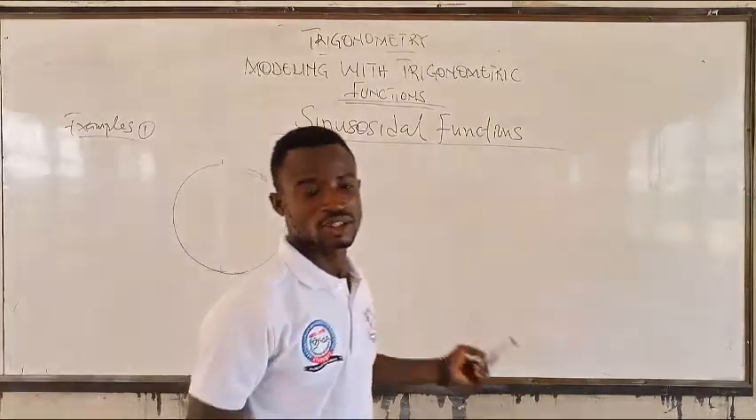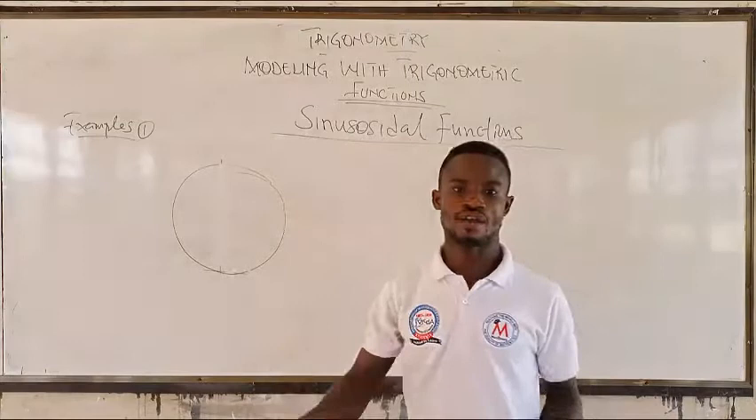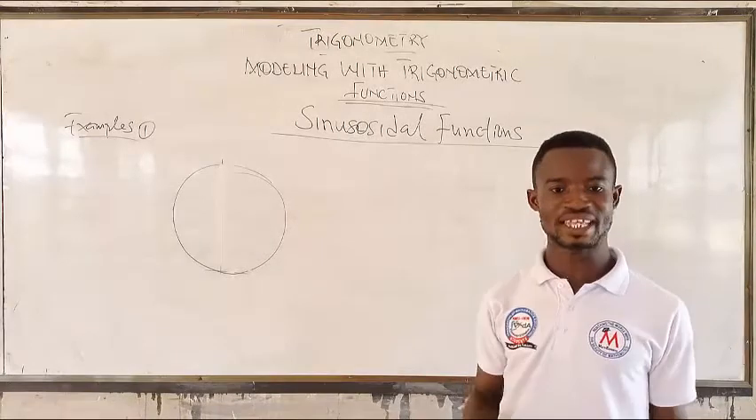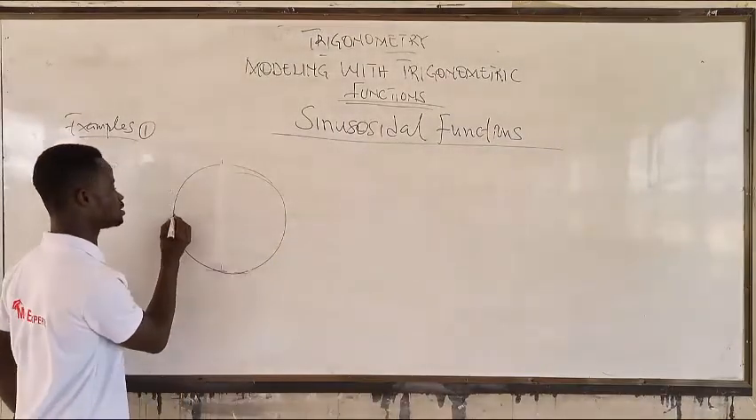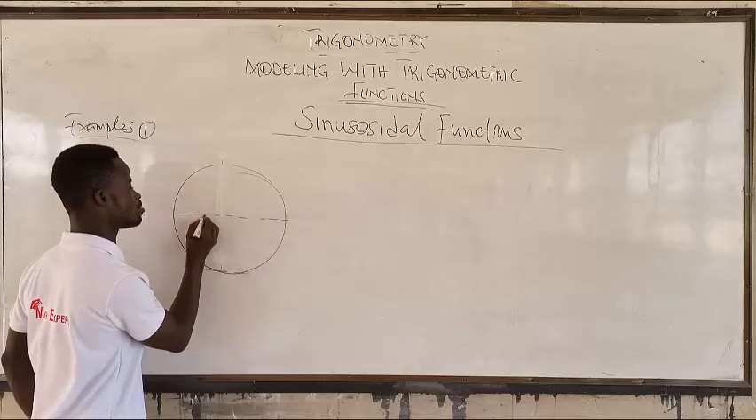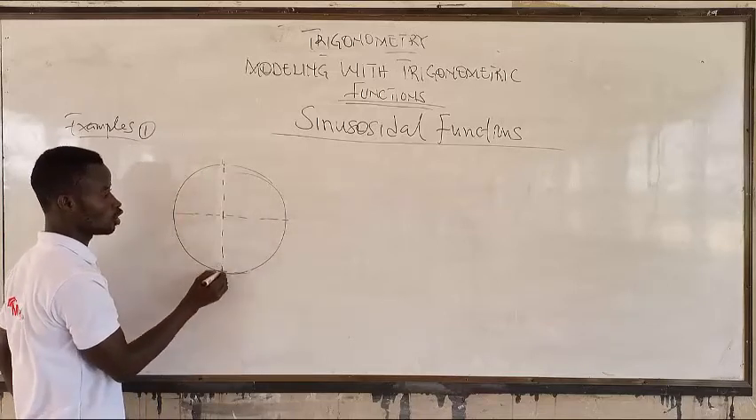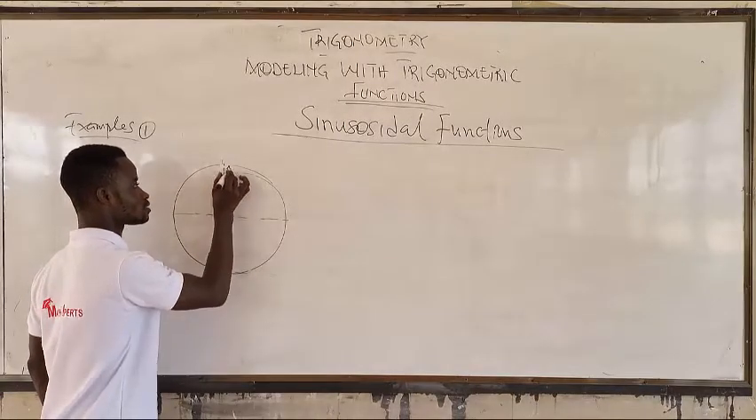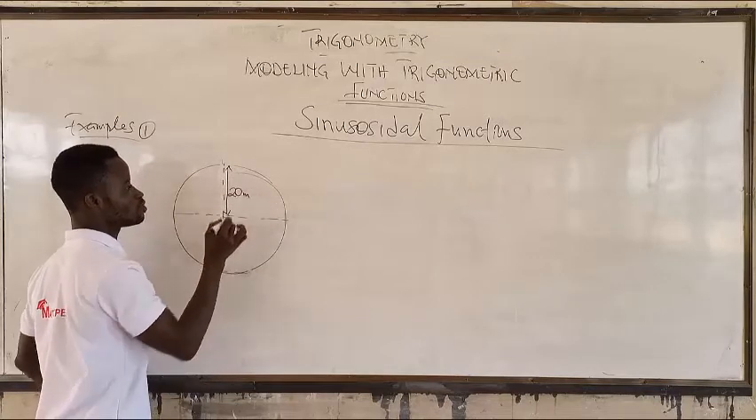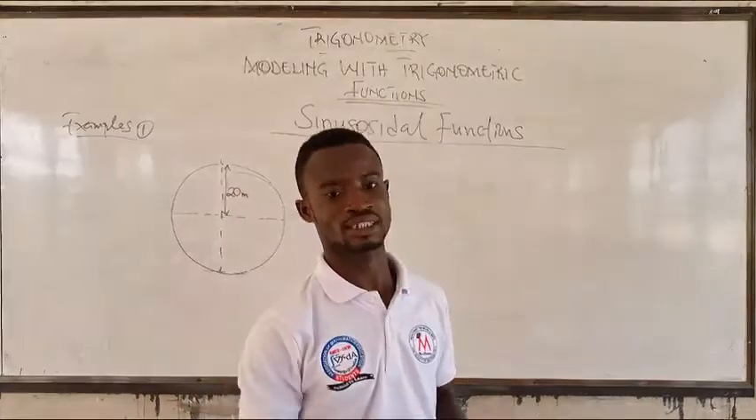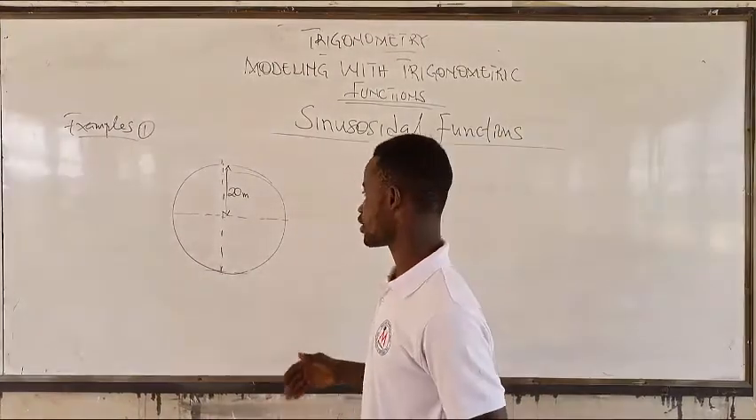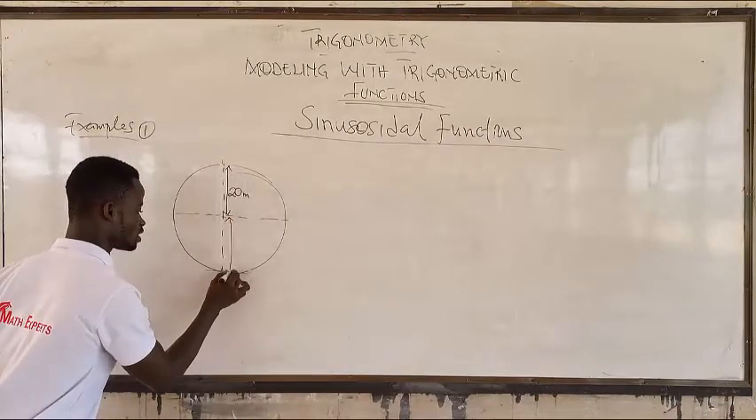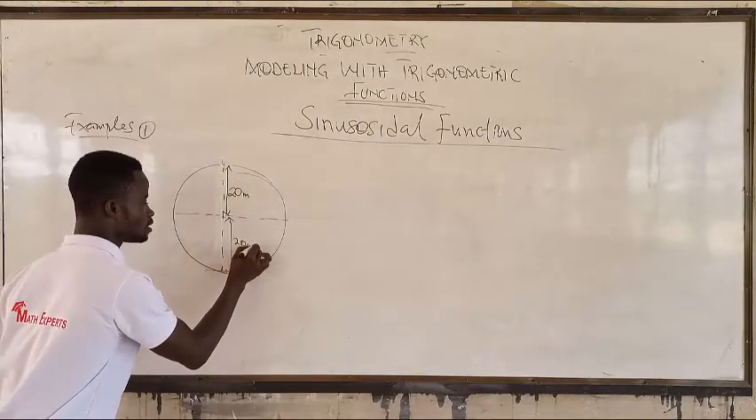Okay. So let's take this to be our Ferris wheel. A Ferris wheel with a radius of 20 meters. That means this one will be the diameter. So 20 meters means that from here to here is 20 meters. That is the radius, and the same applies for this. This is also going to be 20 meters.